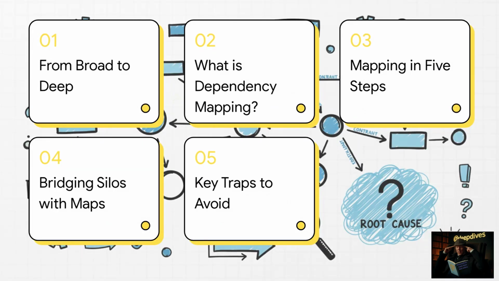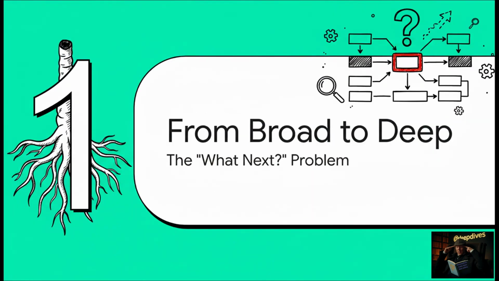Okay, here's our game plan. First, we're going to look at that moment where a value stream map kind of leaves you hanging. Then we'll bring in its partner in crime, dependency mapping. We're going to walk through a super practical 5-step process to actually use it, see how it can literally tear down those walls between teams, and finally, we'll cover the big mistakes to avoid so that what you learn actually leads to real change.